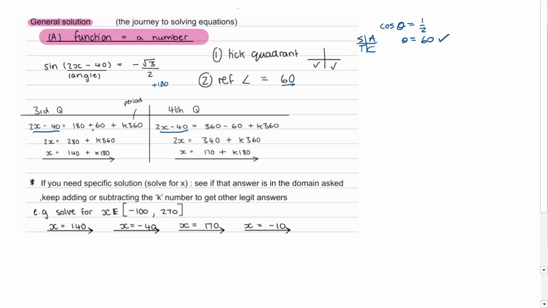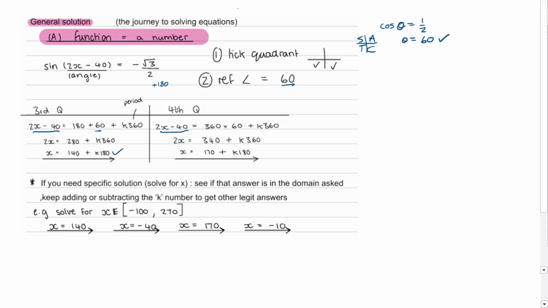It's always 180 plus the reference angle plus K360. I'll explain that in a sec. And how do I get in the fourth quadrant? It's 360 minus the reference angle plus K360. From that step onwards, you've broken the back of the beast, and now it's just simple algebra of taking numbers to one side, eventually getting to this point, and then I divide by 2 so I can get x by itself. That becomes my one general solution.